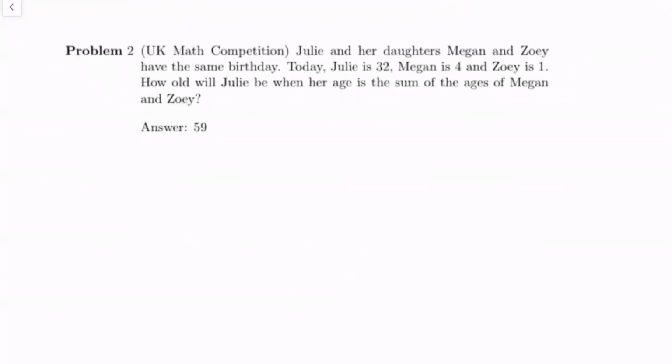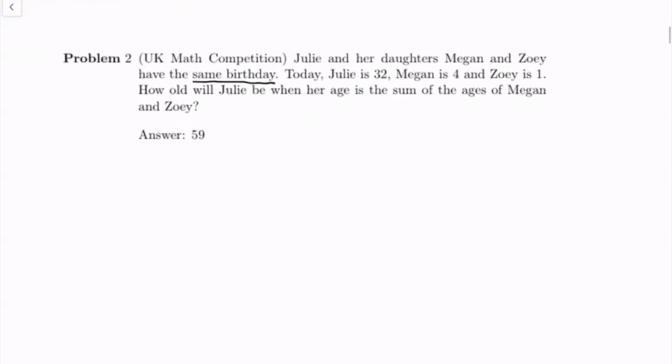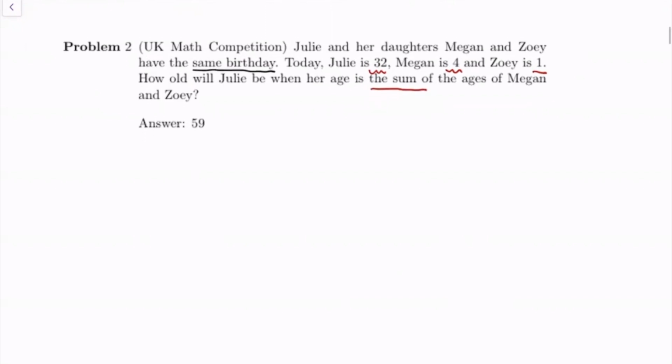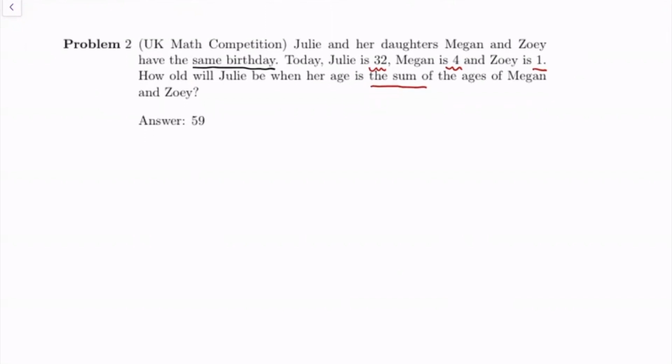Julia and her daughters Megan and Zoe have the same birthday. Today, Julia is 32, her daughter Megan is 4, and Zoe is 1. How old will Julia be when her age is the sum of the ages of Megan and Zoe? Again, let's use algebra, which is very robust.